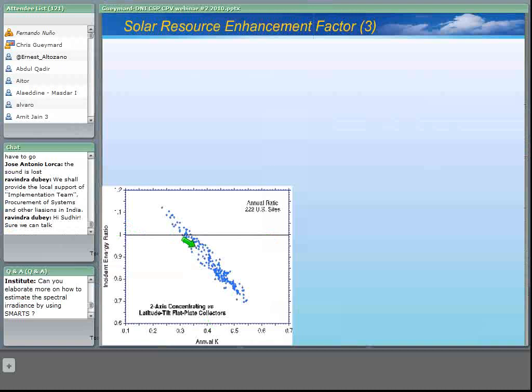So from there, if you have your resource for your latitude tilt flat plate, you simply need to know this ratio here, which is based on some resource maps, for example, and then you will gain your DNI relationship here. So this is a way to do it, and since your PV output is essentially proportional to the resource, the same should be true for the axis concentrator, for example.